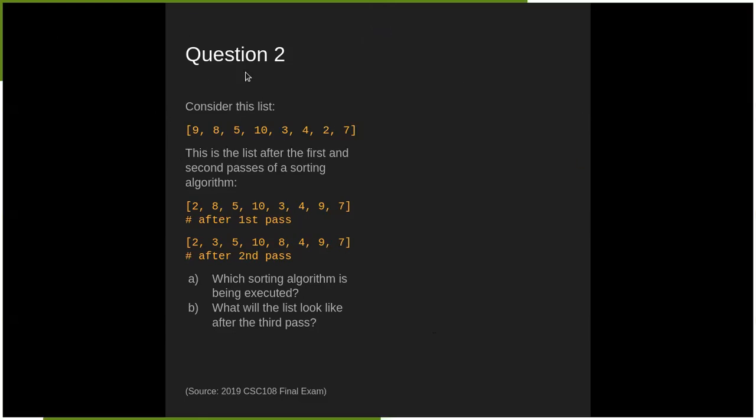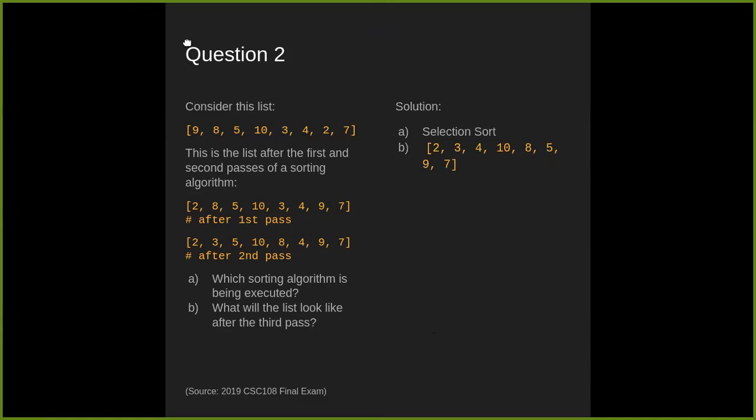Okay, so the solution to this problem is that it's selection sort, and after the third pass, the list will contain the values in order 2, 3, 4, 10, 8, 5, 9, and 7 because the 4 was swapped with the 5. A lot of you guys in the chat, I see that you got it correct. So you guys can applaud yourselves. That was really good work.